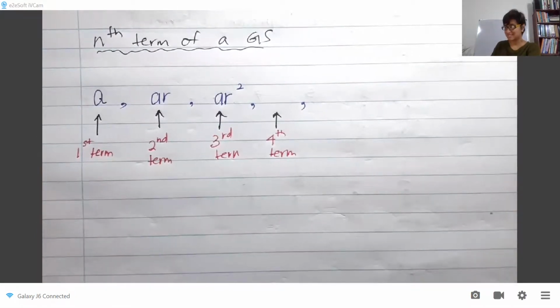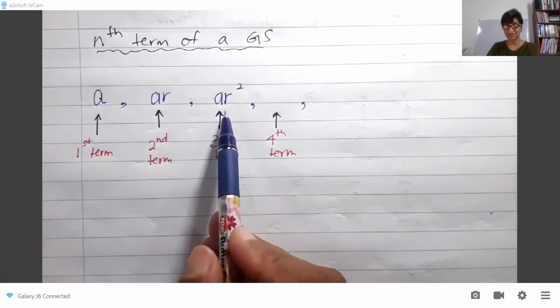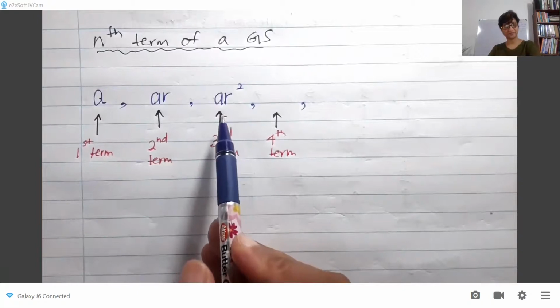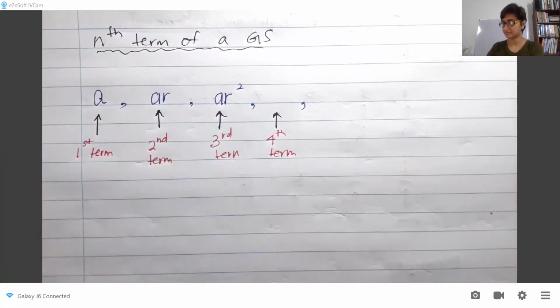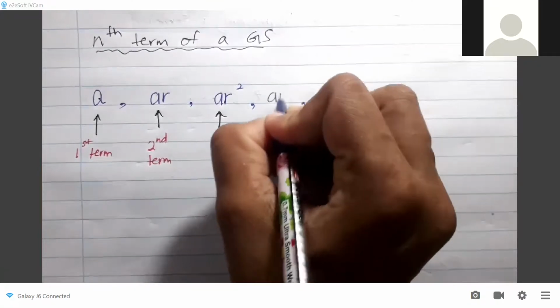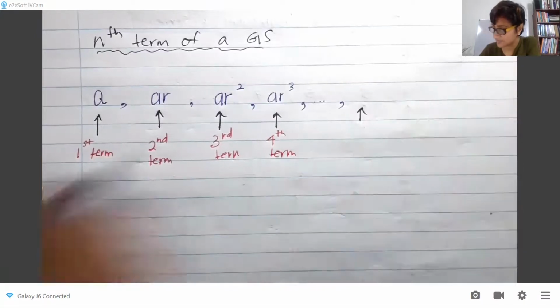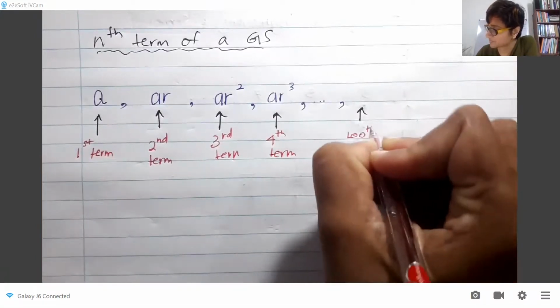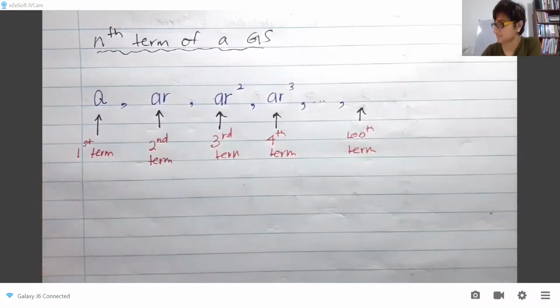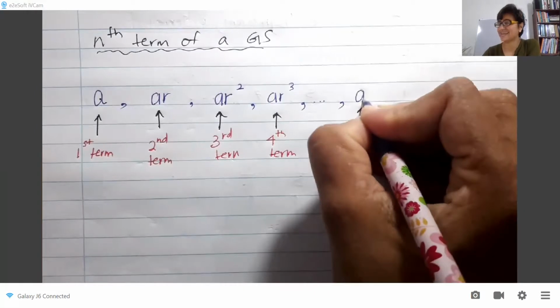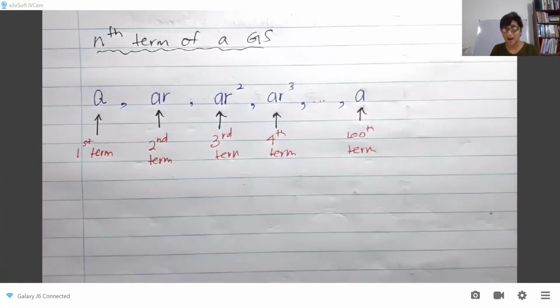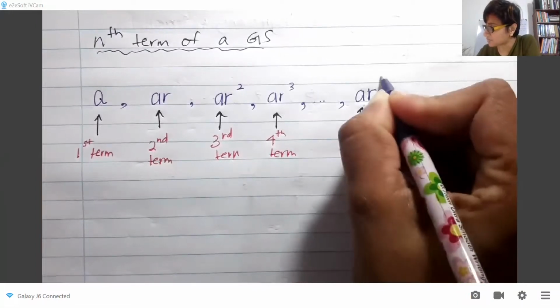Fourth term, you take the third term and multiply by another r. So ar squared times r, ar cubed. Then dot dot dot. If I have my 100th term here, what would be my 100th term? A should be multiplied by r how many times to get to the 100th term? 99 times. So that means a r to the power of 99.